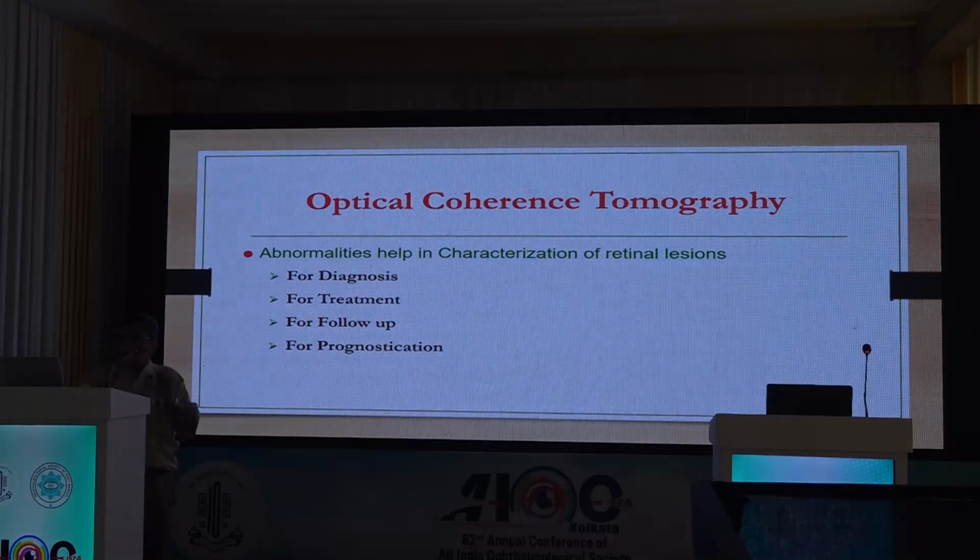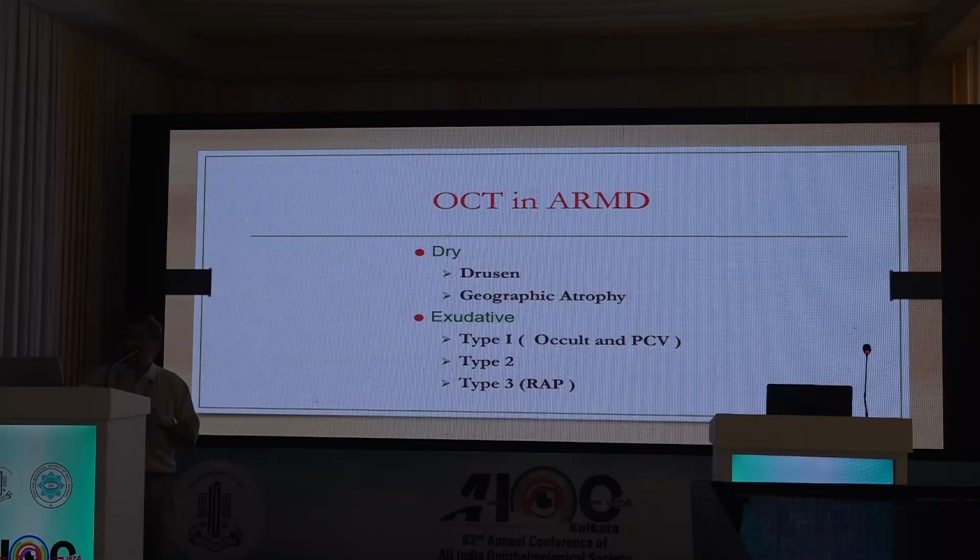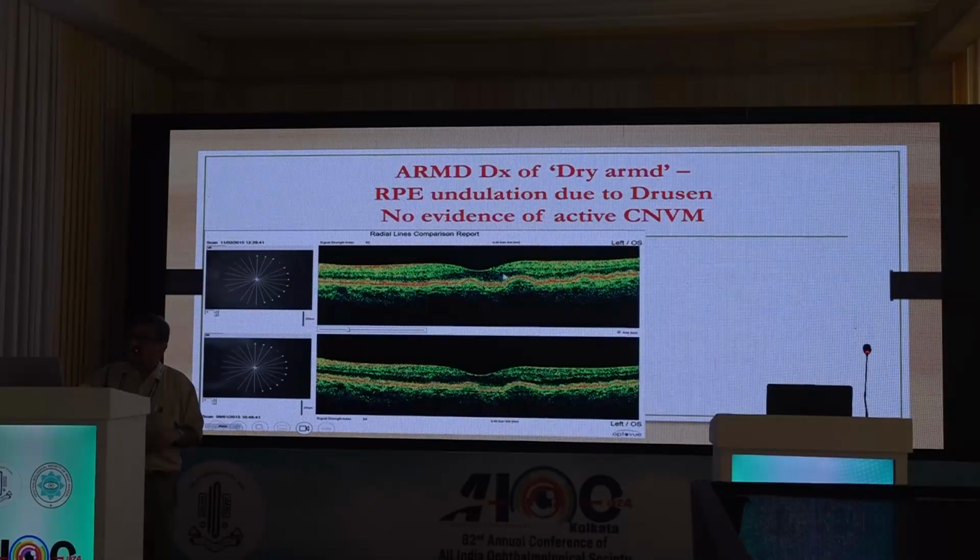Now, OCT can be used. You can see how many things you can pick up in the OCT. You can use it to characterize your lesions for diagnosis, for treatment, for follow-up, for prognostication. Let's see how. Say, in macular degeneration, what all can you see? Now you see these irregularities. These are drusen. So you can pick up drusen. There's no exudative ARMD. You know, just needs follow-up.